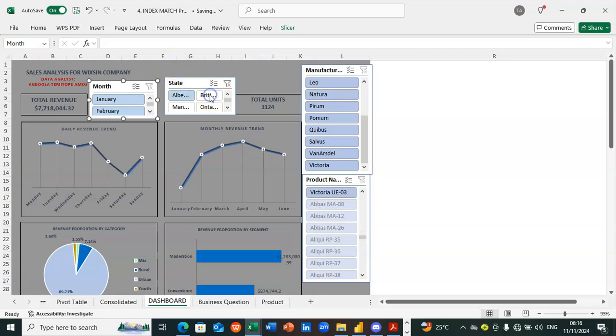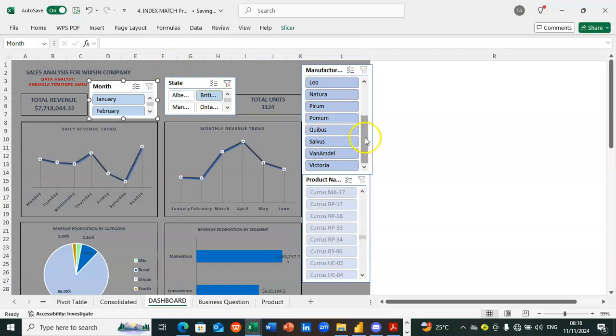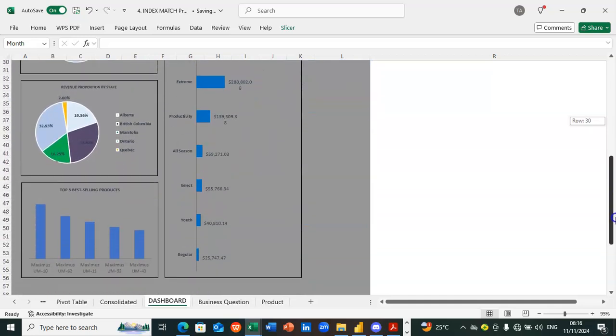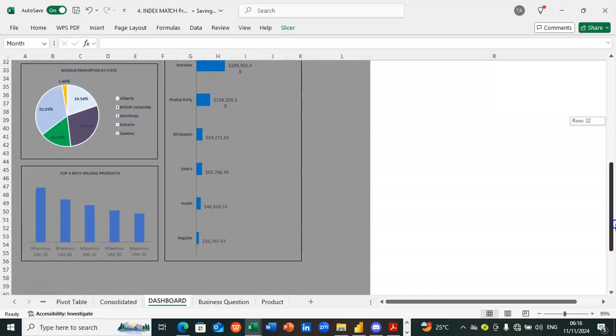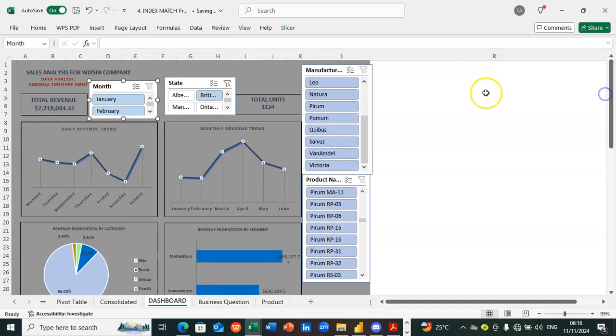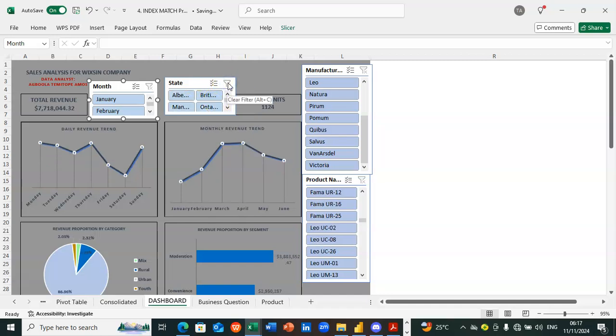Then you can look at other states, you see the manufacturers they use, and the list of products they sold, and we see the trends of revenue contributions, daily, monthly, and by category. You see the top best-selling product in that state, and the revenue proportion by segment. So looking all through that, we arrive at the conclusion and we're able to provide an answer to the company.